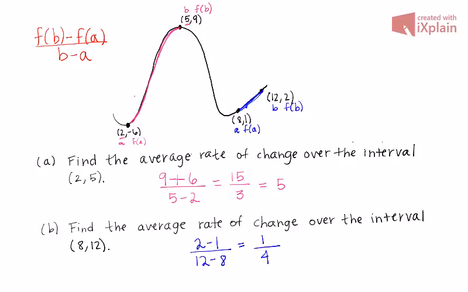So just as I predicted, it is still a positive average rate of change. However, it is a much smaller rate of change compared to part A because the portion of the graph is not as steep.